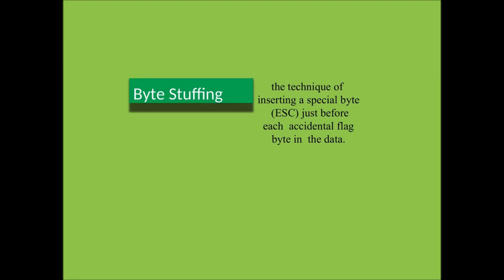The technique of inserting a special byte just before each accidental flag byte in the data is called byte stuffing, and we have discussed in detail that the byte stuffing mechanism is used when the frame and the flag are the same. So to differentiate between frame and flag, we insert a special escape byte, and this is called byte stuffing.